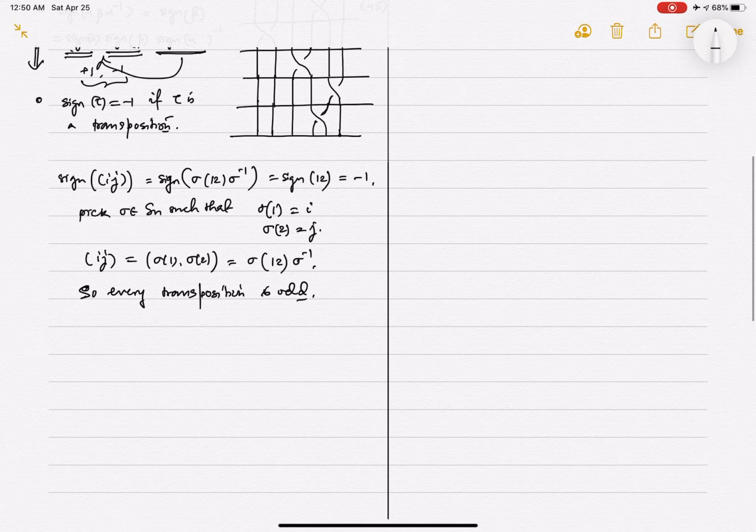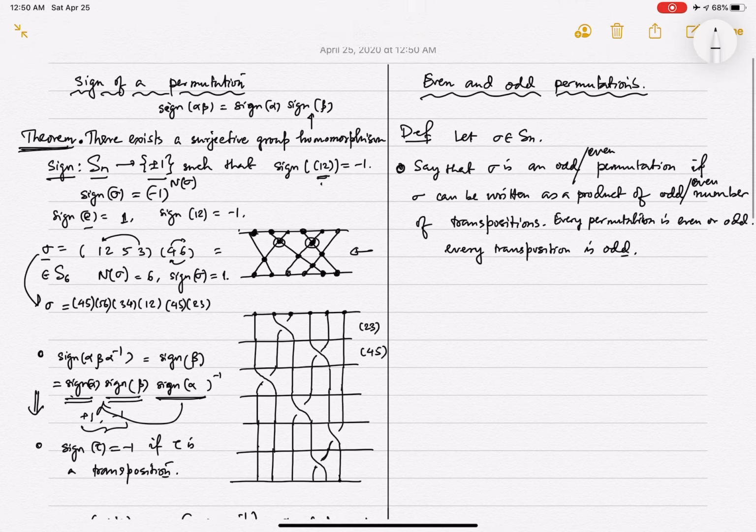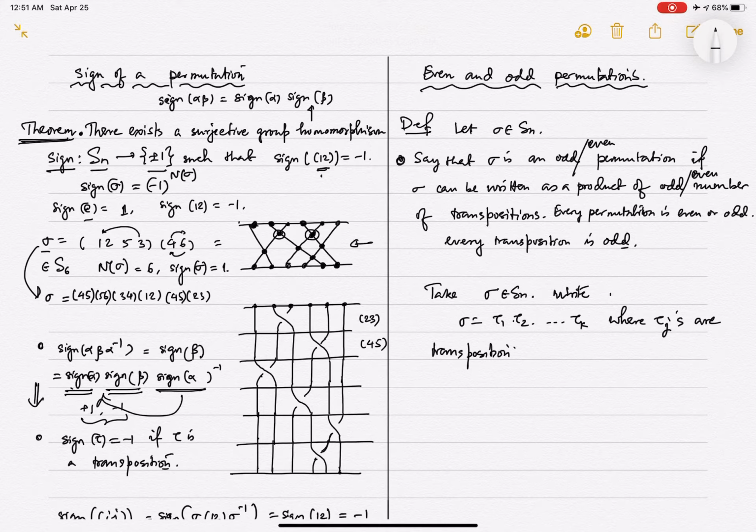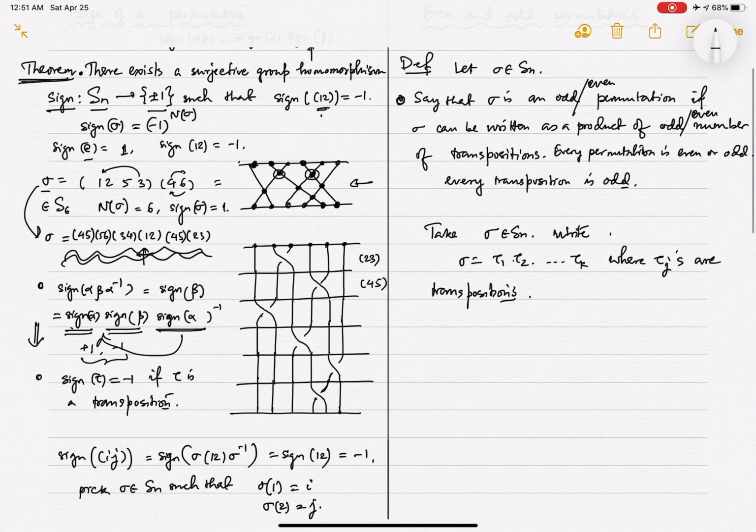So that tells you, take sigma in Sn, and write sigma equal to tau 1, tau 2, up to tau k, where the tau j's are transpositions. We know we can do that. We did it here, for example, on the left. We just took this sigma and wrote it as a product of transpositions. Do it in any possible way. There are multiple ways of possibly doing it.